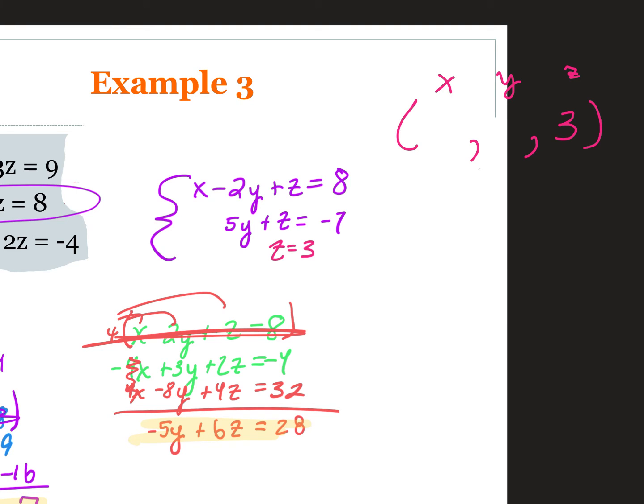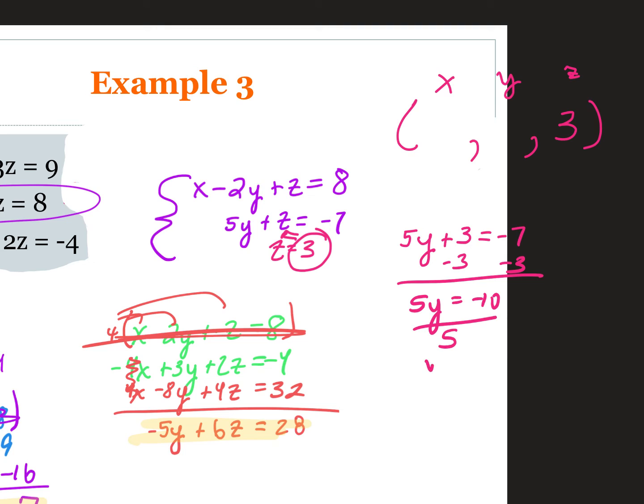So we're going to use back substitution. I'm going to take this 3 and I'll put it right there. So 5y plus 3 equals negative 7. Minus 3 from both sides, correct? 5y equals negative 10. Divide both sides by 5. What is y going to give me? Perfect, negative 2.